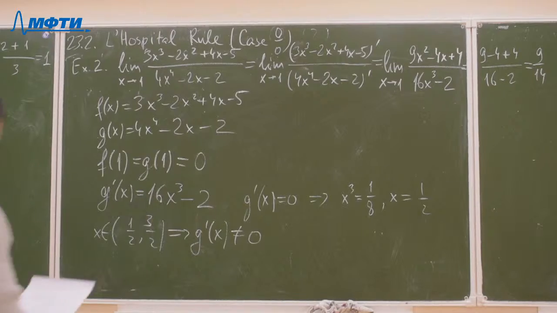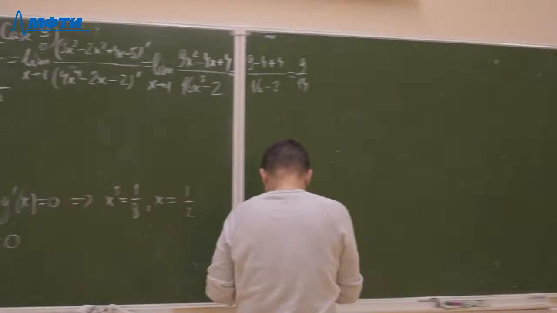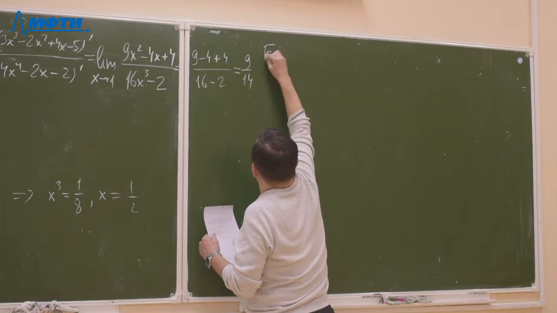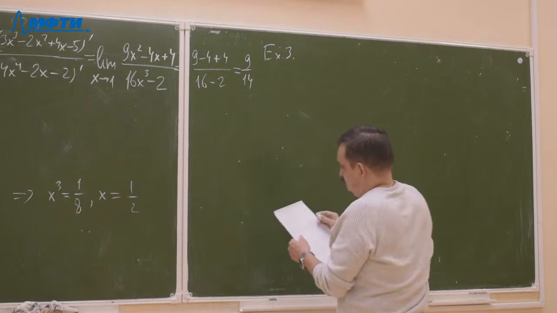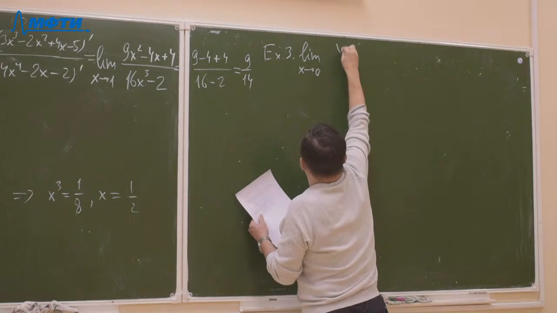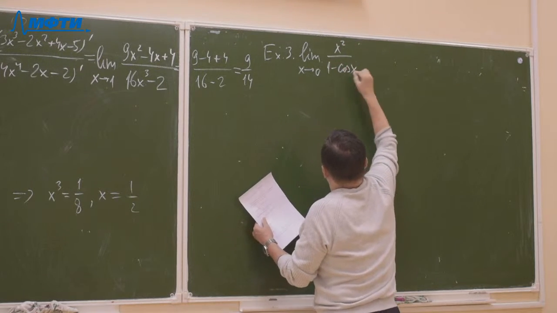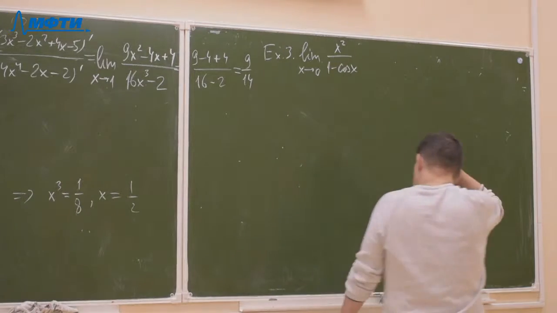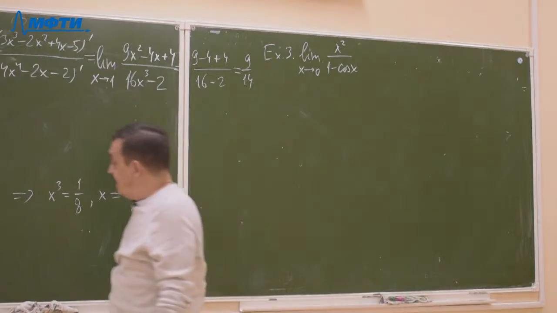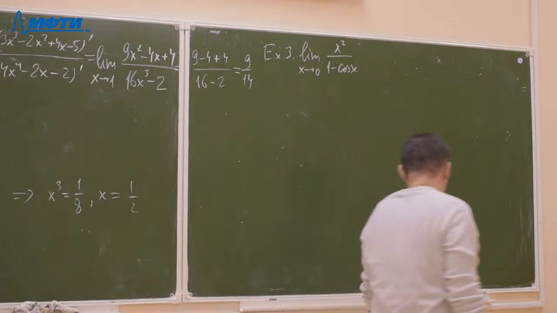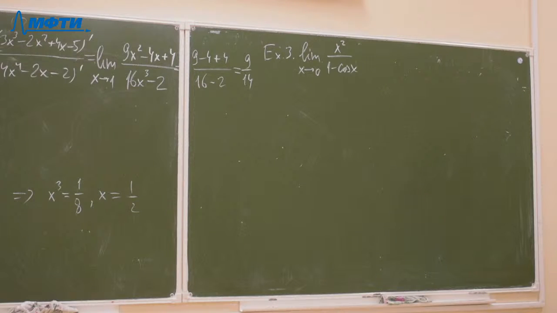One more example, example 3. The limit as x tends to 0 of x squared over 1 minus cosine x. Of course, very soon you should get a habit to compute such limits in a different manner, but for a while let's use L'Hopital's rule.